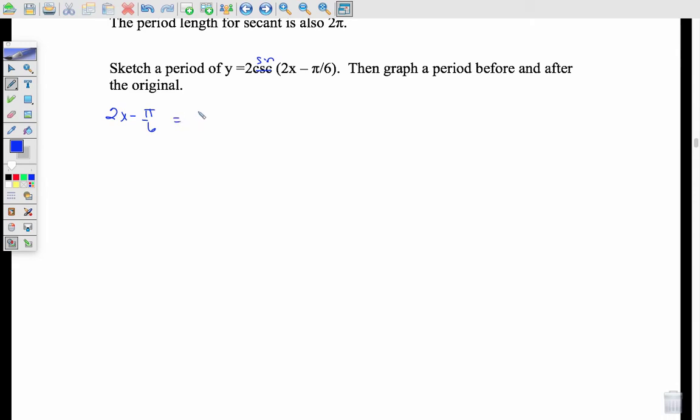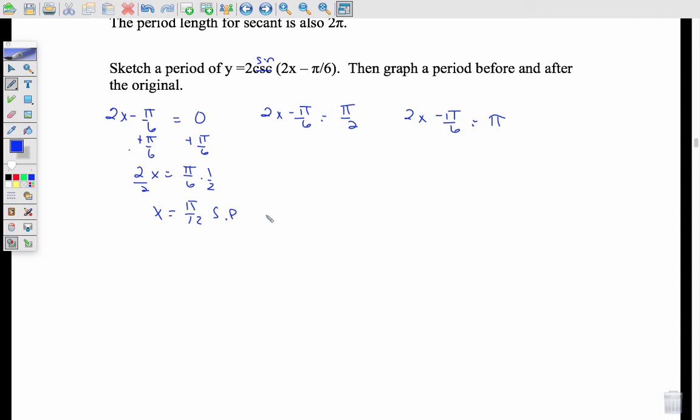So we'll take the 2x minus pi over 6, find a starting point by setting it equal to 0. 2x minus pi over 6, we'll find a quarter point by setting it equal to pi over 2. And 2x minus pi over 6, find a midpoint by setting it equal to pi. I'll add pi over 6 to both sides here to solve. So 2x equals pi over 6. Divide by 2, which is the same thing as multiplying by a half, and x equals pi over 12. There's our starting point for our new graph.